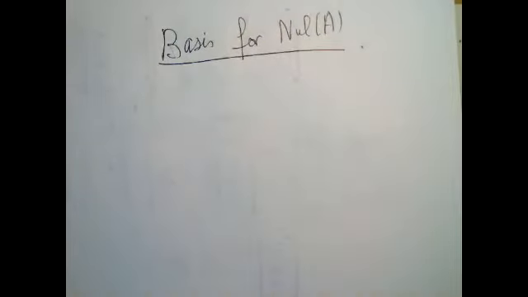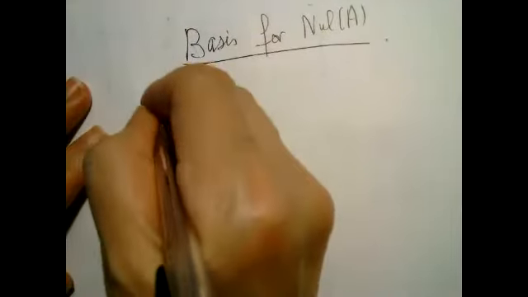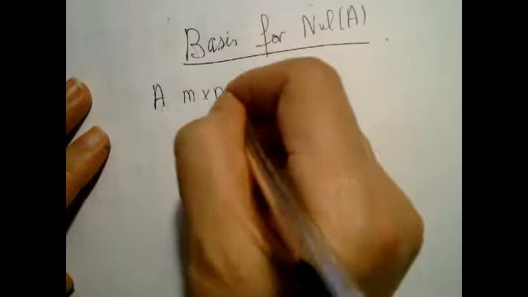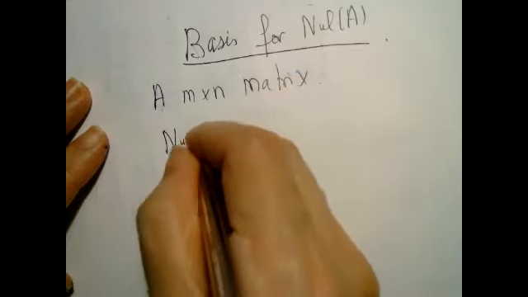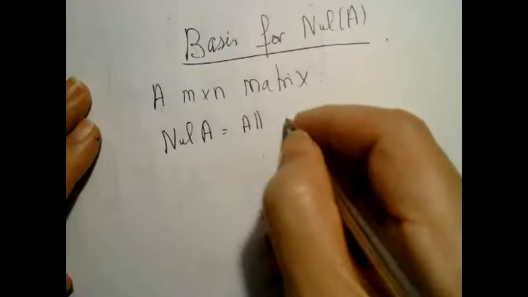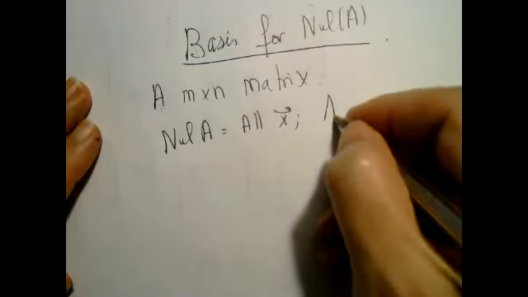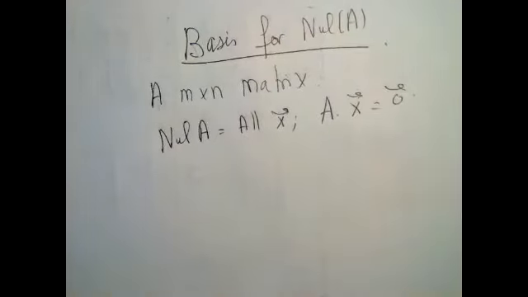Before that, let me remind you what the null space of a matrix A is. Suppose A is an m by n matrix. The null space consists of all the solutions, all the x's, such that A times x equals 0. So the null space is nothing more than the solution of the system Ax equals 0. Now we're going to learn how to find a basis for it.